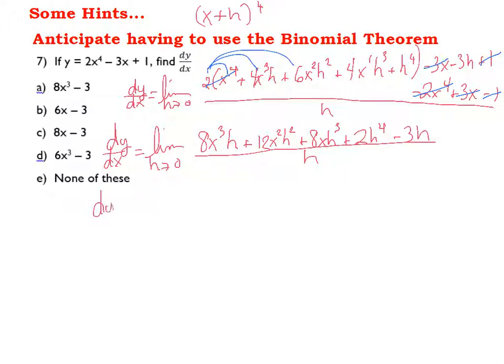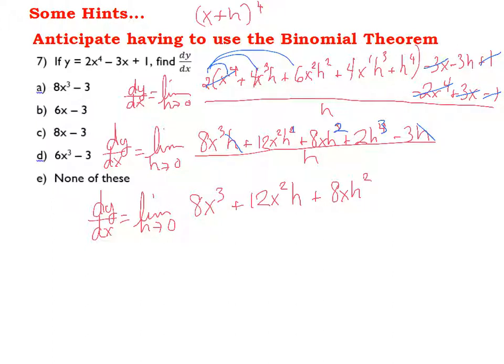Next line. I'm still finding the derivative, so I keep this here. I have not yet evaluated the limit, so it stays there. And I have an 8x cubed. That h is going to cancel. Maybe I should cross that, change that to a 1, change that to a 2, change that to a 3, and cross that one off. I'm going to end up with a plus 12x squared h to the first plus 8x h squared plus 2h to the third minus 3. And it's not divided by h because that just went away.